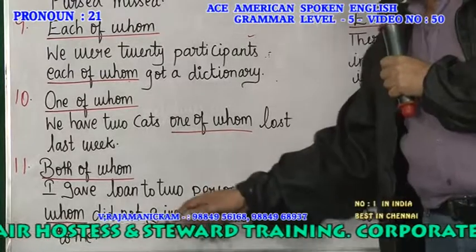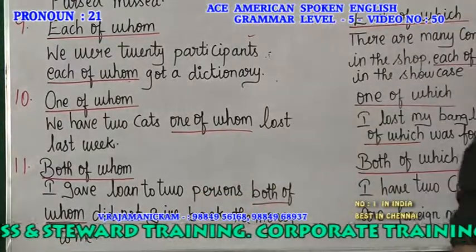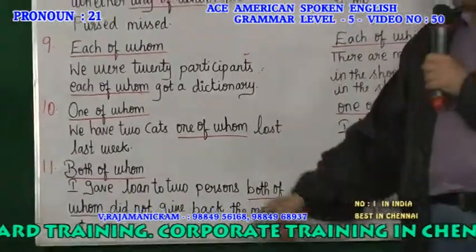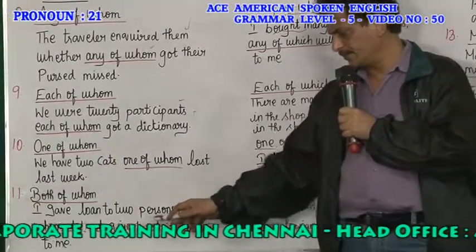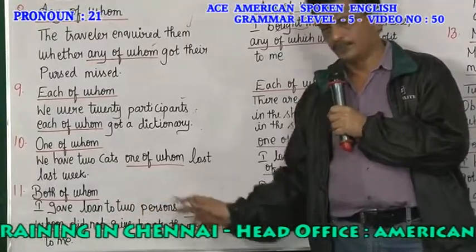Both of whom did not give back the money to me. So both of whom says about the object, that is, the two persons.